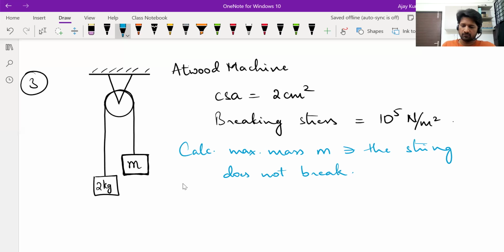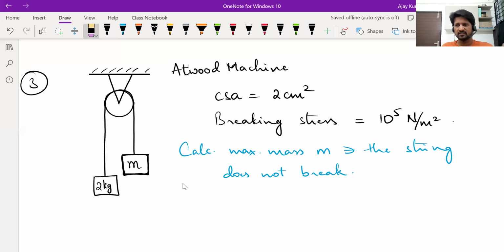2 kg's weight will try to make the system go down on this side. Okay, or it will try to make the system move in one way. M's weight will try to make the system move in another way. Then tension will get generated. Okay, because both blocks ultimately have to move in one direction only. I mean, one sense only.